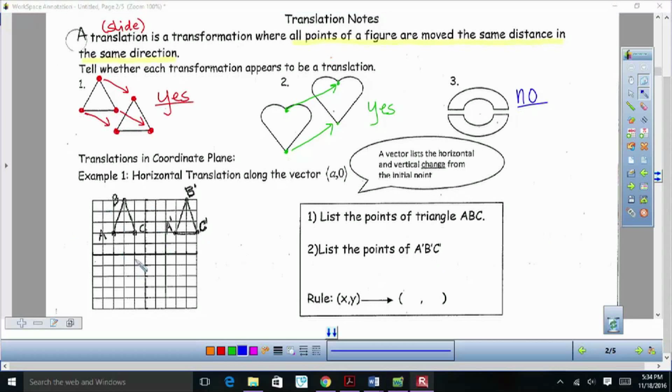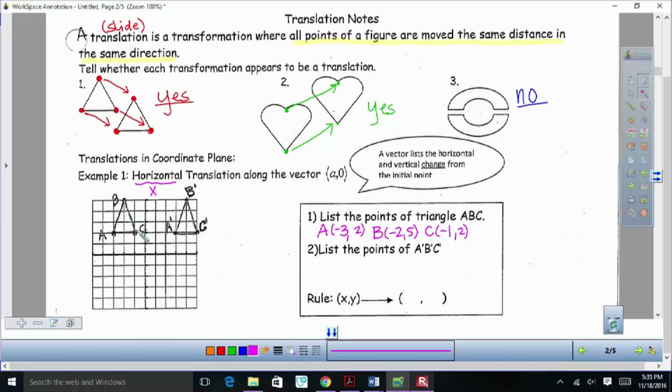Now, let's look at it on the coordinate plane. So the first one we're going to look at is a horizontal translation. Horizontal is side to side, which is the x-axis. So what we're going to do is find the points for A, B, and C first. So this first triangle, ABC, A's coordinates are -3, 2. B's coordinates are -2, 5. And C's coordinates are -1, 2.